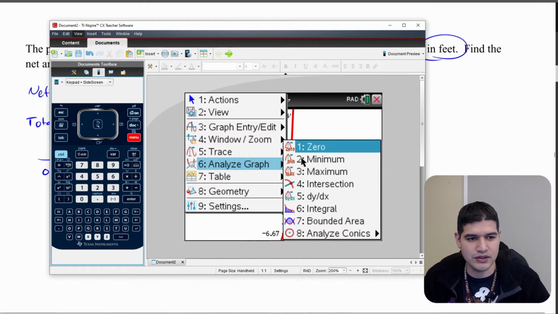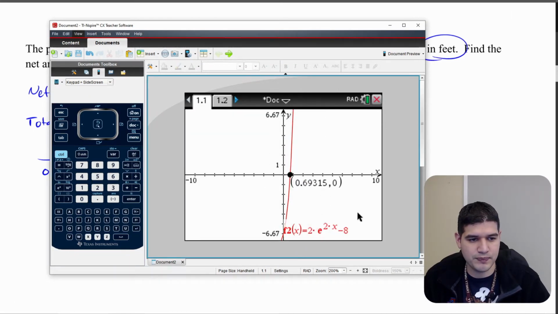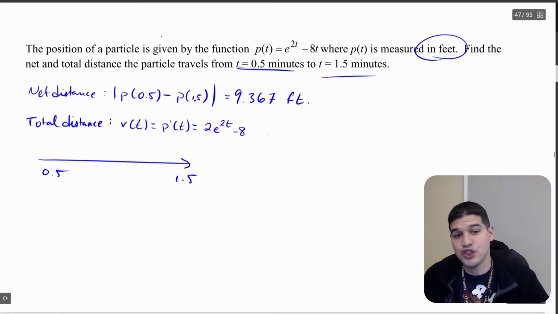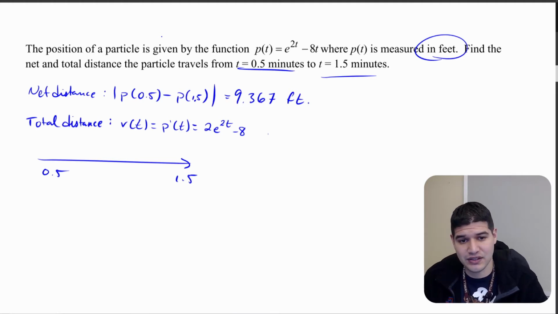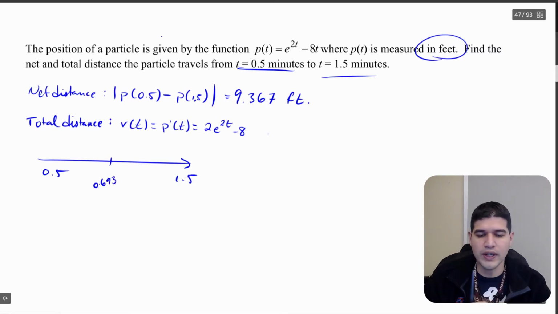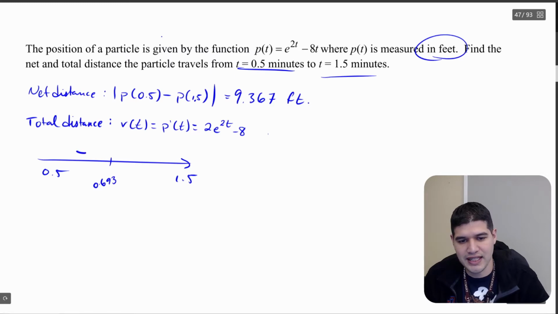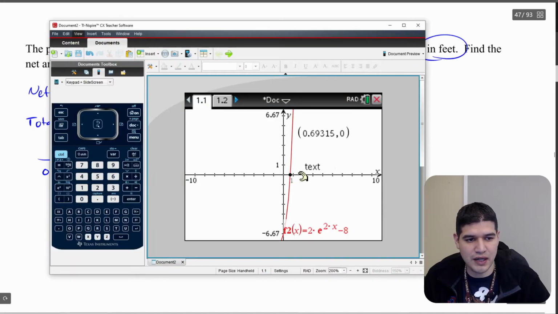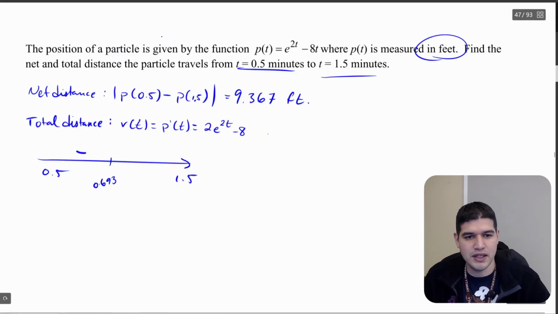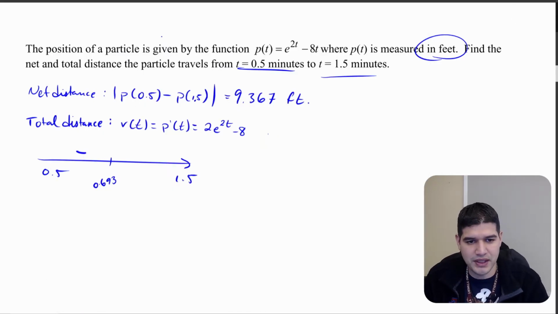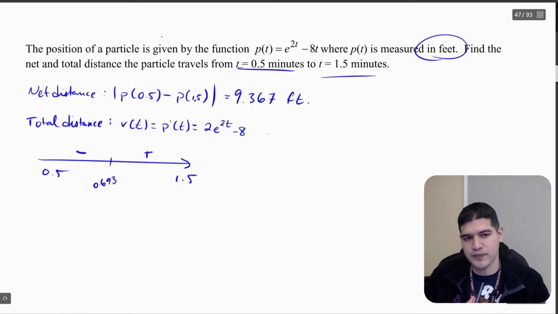So we're going to go menu, analyze graph, and see what the zero is. I have a zero at 0.69315, so I do have a zero in this interval, 0.693. Everything left of the zero is below the x-axis, so it's negative, and everything after the zero up to 1.5 is positive.